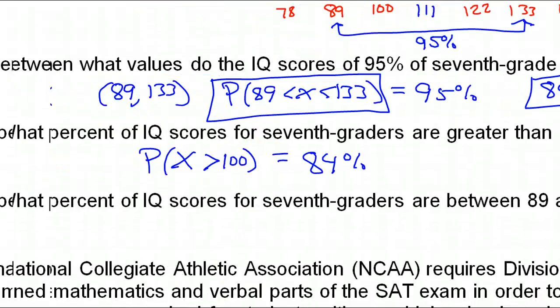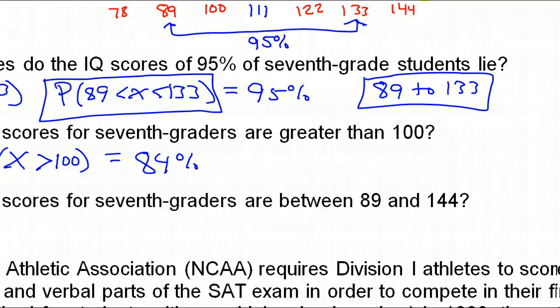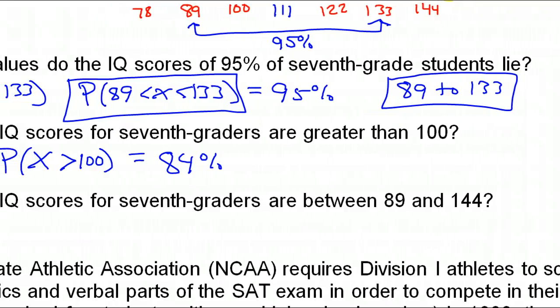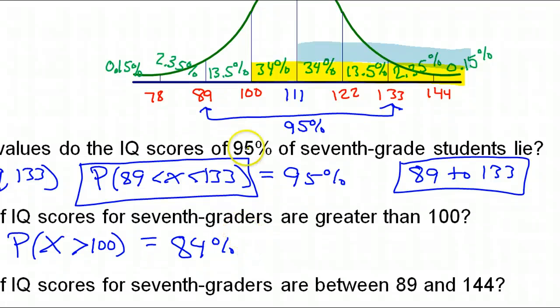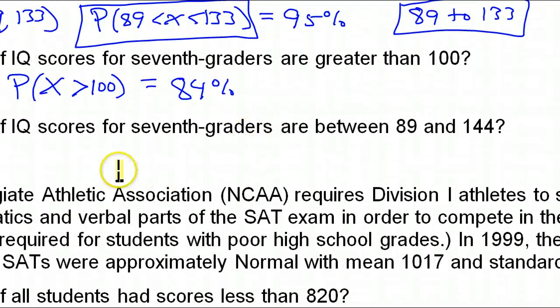Okay, great. What percent of IQ scores are between 89 and 144? Well, let's check it out. Let me go back to yellow. Here's 89, and here is 144. I could add up all these numbers. That's one way to do it. Or because this is most of the entire picture, I could start from 100 and subtract the 3 bits that are missing.